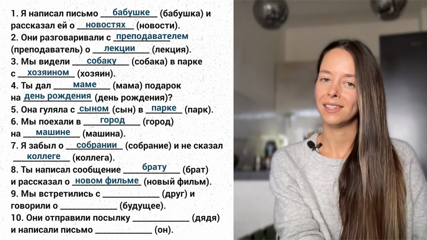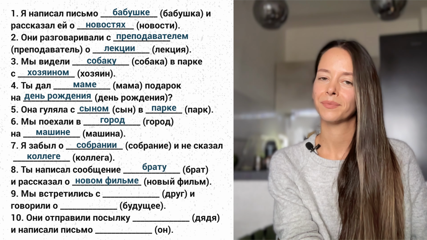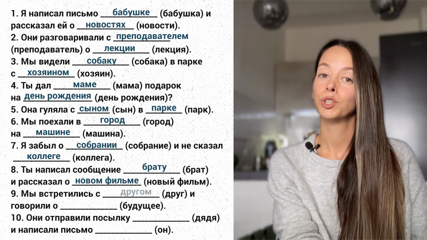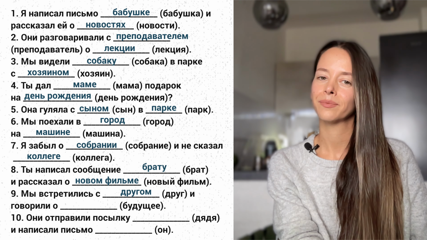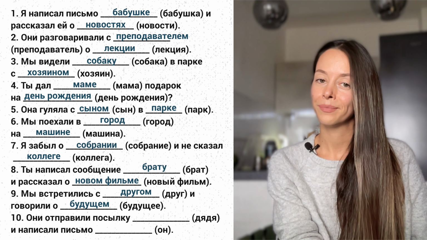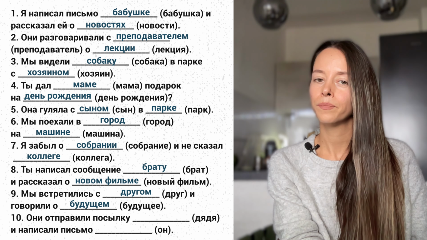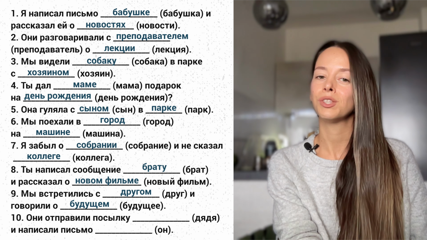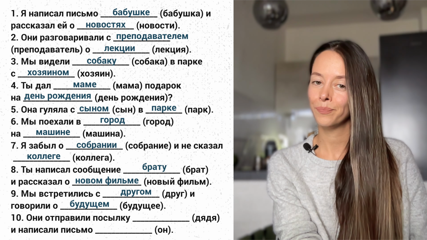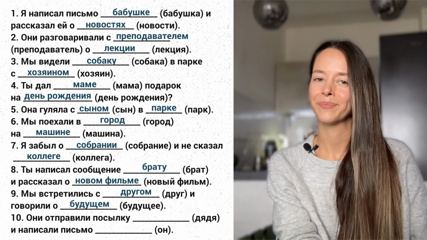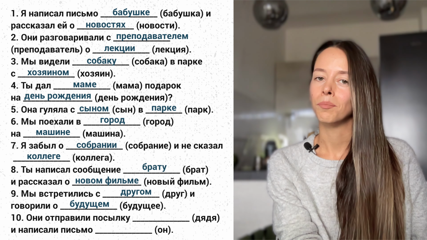Мы встретились с другом и говорили о будущем. Мы встретились с другом. С кем? С другом. We use the instrumental case. И говорили о будущем. О чем? Prepositional. О будущем.